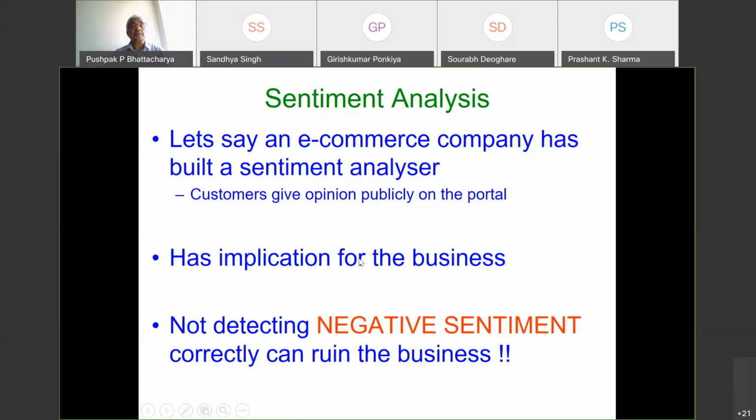So this kind of customer opinion has a big implication for the business. If we do not detect the negative sentiment correctly, then the business can be ruined. We have three kinds of sentiment: positive, negative, and neutral. All these sentiments have their own place, but in particular, I have to be careful about negative sentiment. If I do not track the negative sentiments and take steps to ameliorate the situation, then my business interest will be hampered.